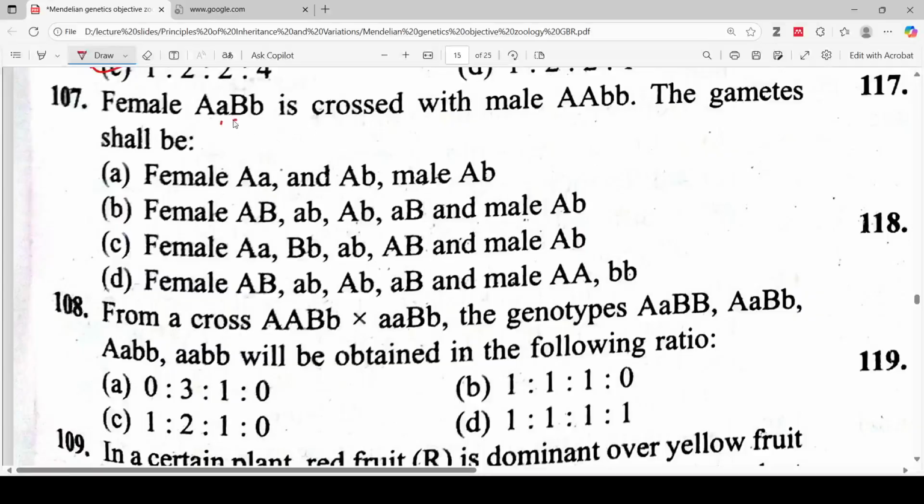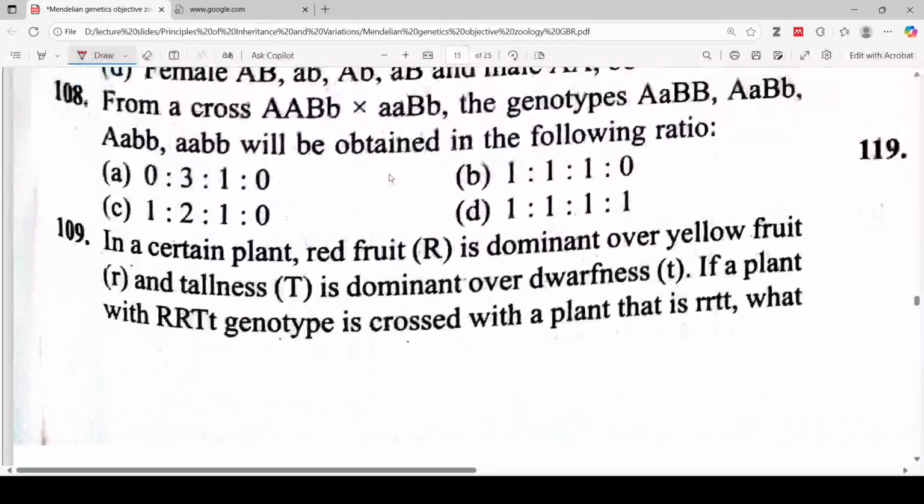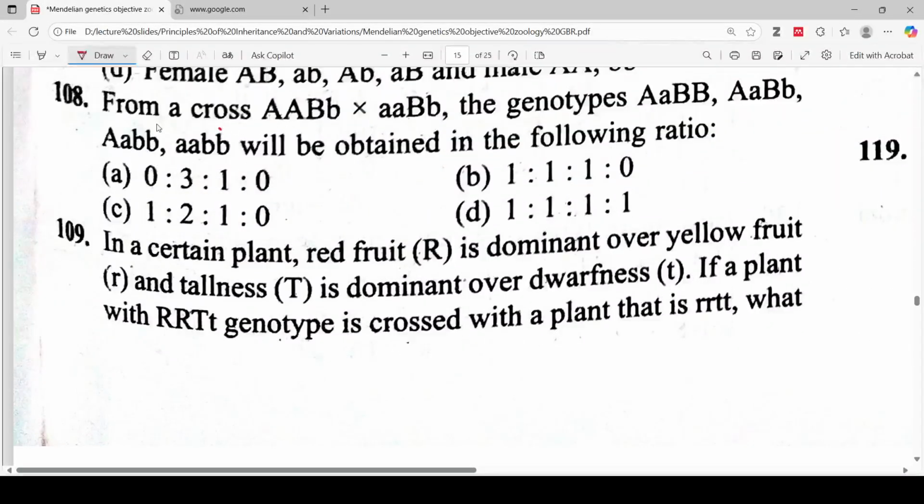Female is crossed with male. The gametes shall be option B, female AB. And the next question. From a cross, the genotype will be obtained in the following ratio. So the correct answer will be C.